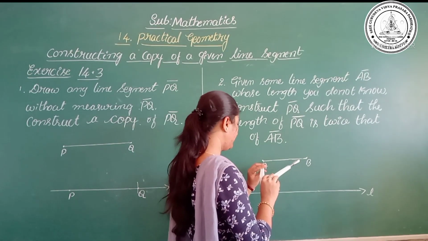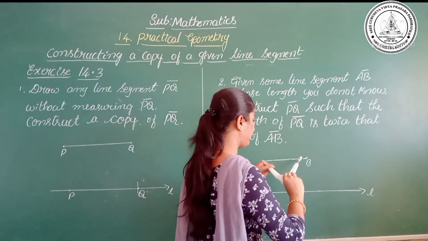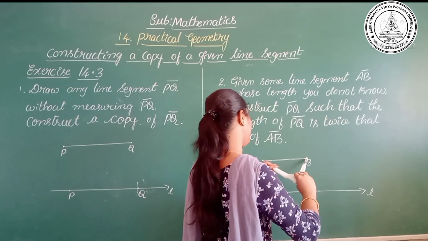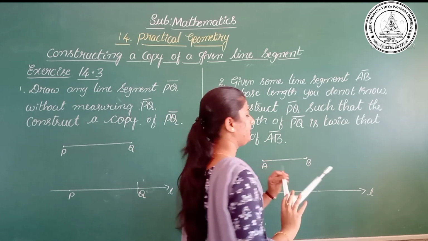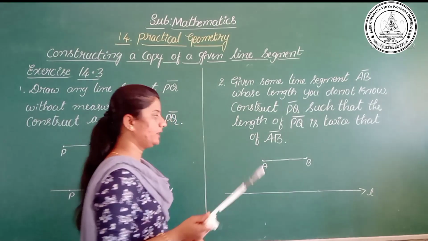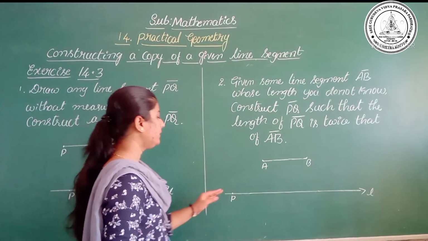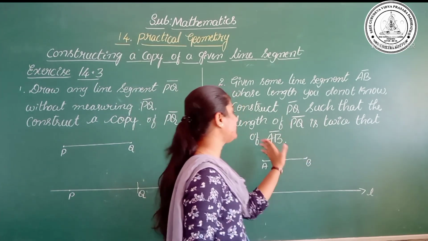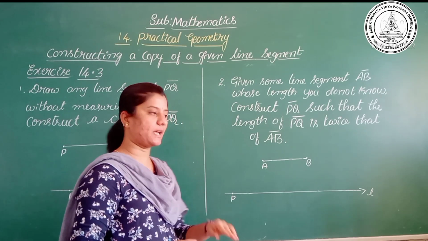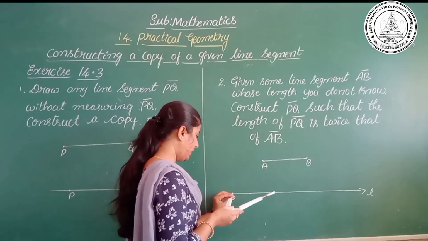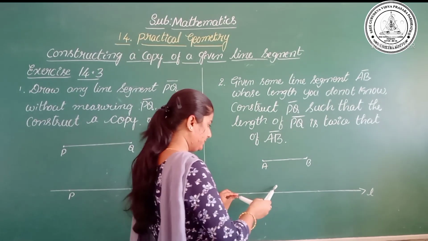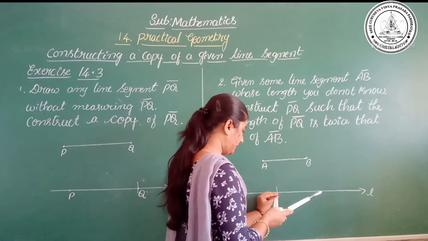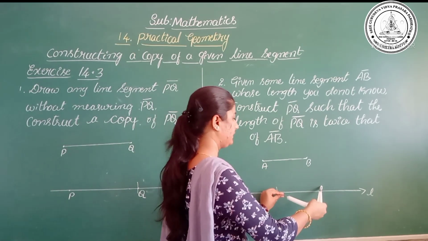Keep the sharp tip of the compasses at the point A and the pencil tip at the point B. Okay. Now it is the length of the line segment AB. So they said to construct a line segment PQ twice that of AB. Twice is 2 times, so we have to draw an arc 2 times. Okay. So it is 1 time, and with that point again we have to construct.